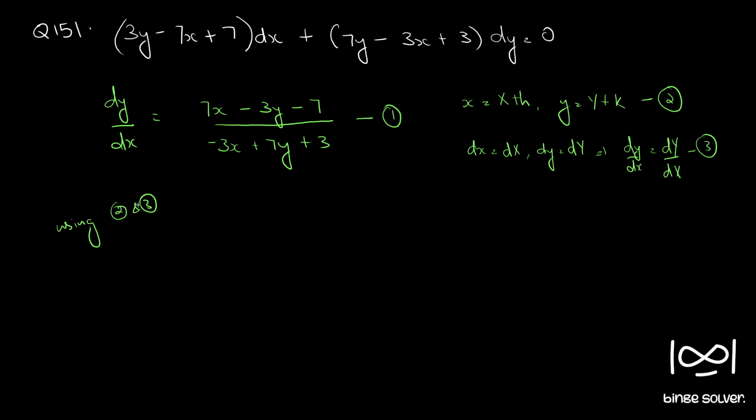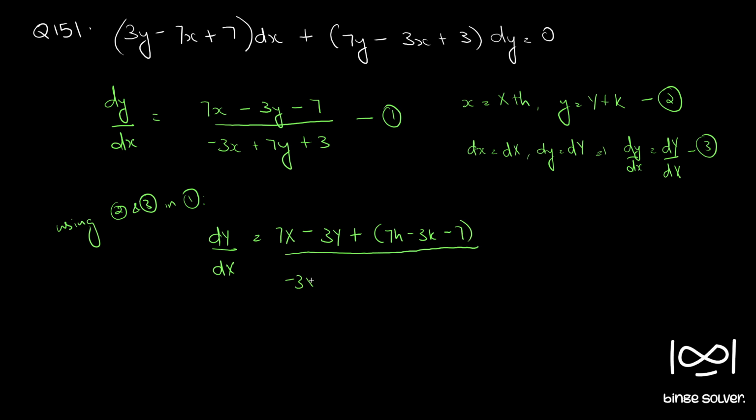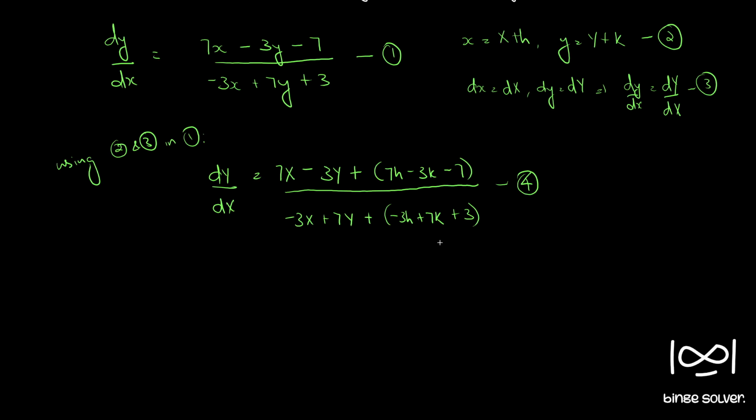Now, using 2 and 3 in 1, we have dY by dX is equal to (7X - 3Y + 7h - 3k - 7) by (-3X + 7Y - 3h + 7k + 3). Call this equation 4. Now it's not a homogeneous equation, but if we find h and k such that 7h - 3k - 7 is equal to 0 and -3h + 7k + 3 is equal to 0, then this equation 4 reduces to a homogeneous form.